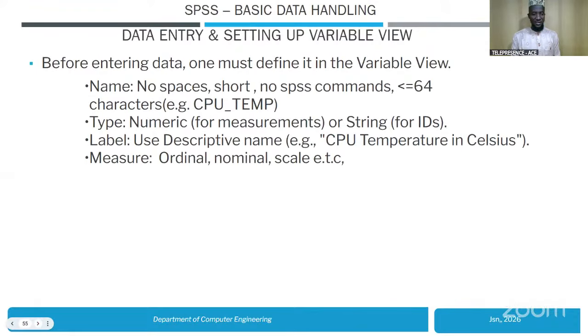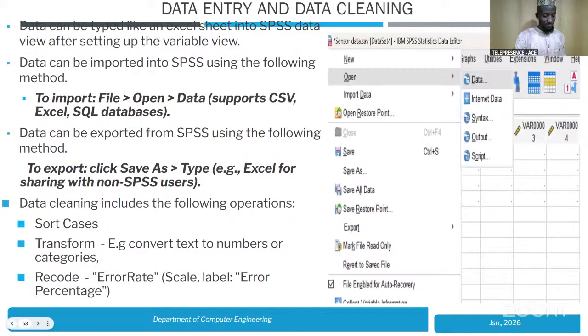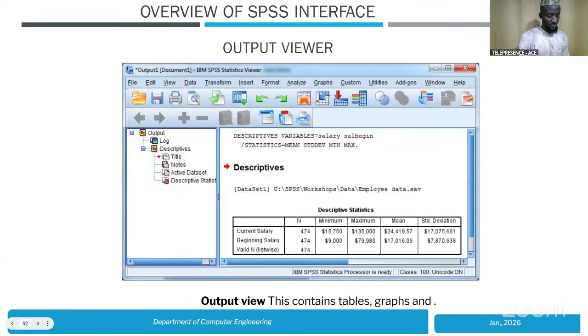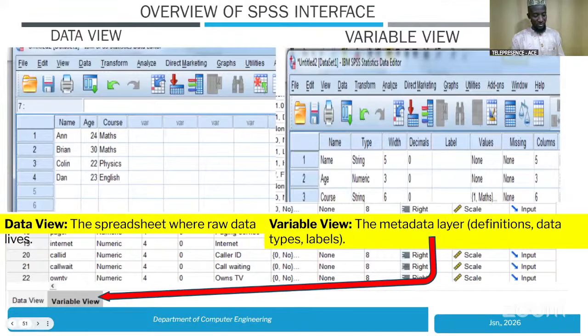Data entry and setting up a variable field. Before we can enter data, before we can create the data points in the data view editor, the first thing we'll do is define it in the variable view, which I have already shown earlier. This is the data view which I've already shown earlier. So before we can use anything in the data view, we first have to create it in the variable view.